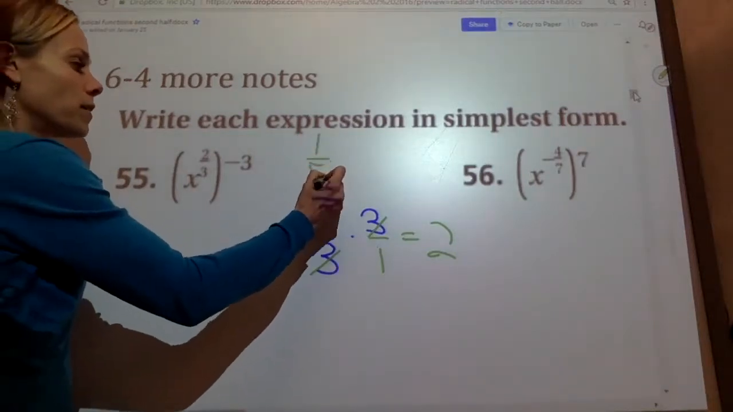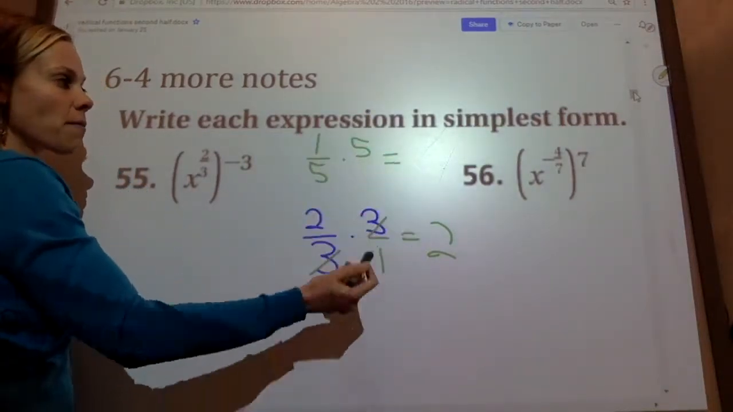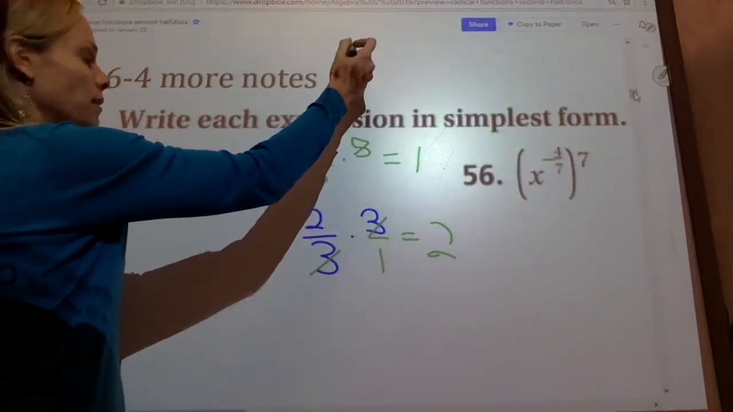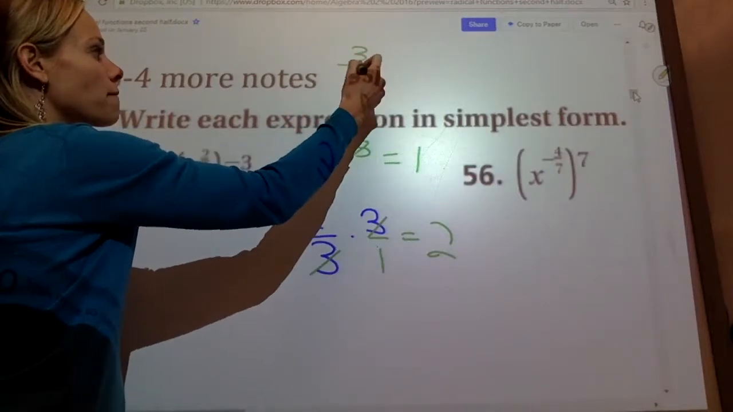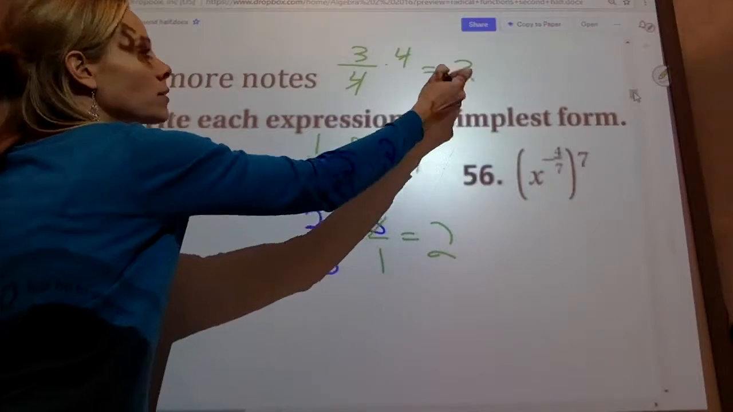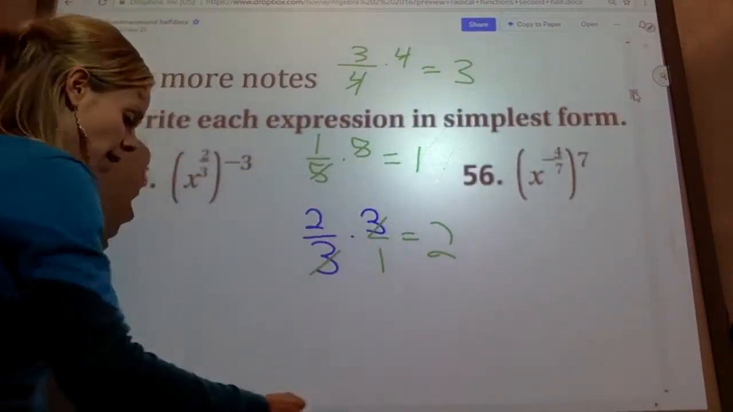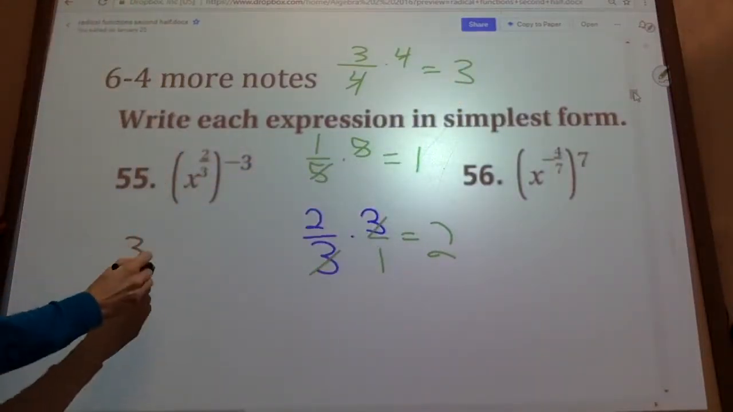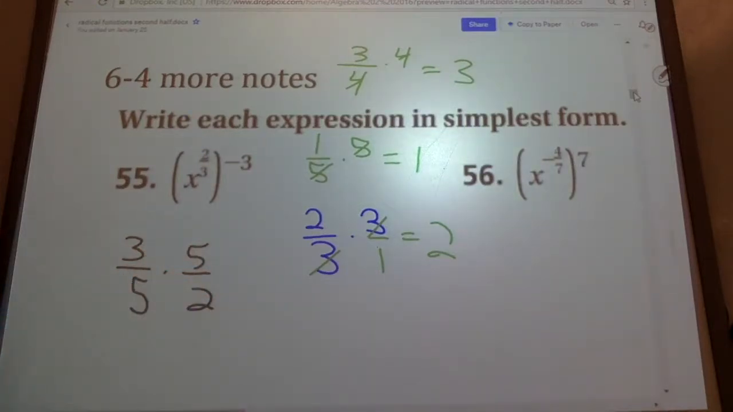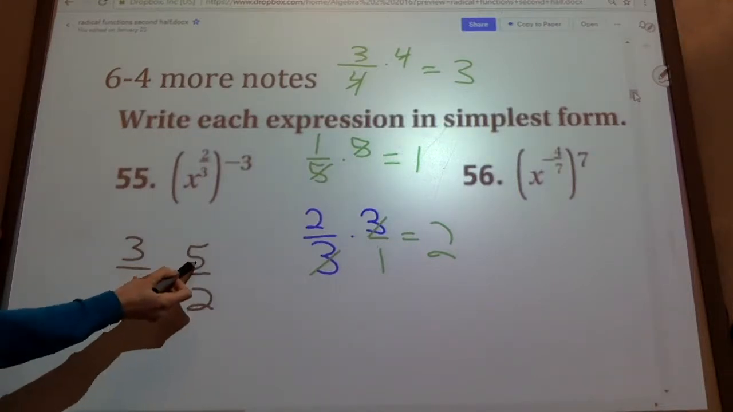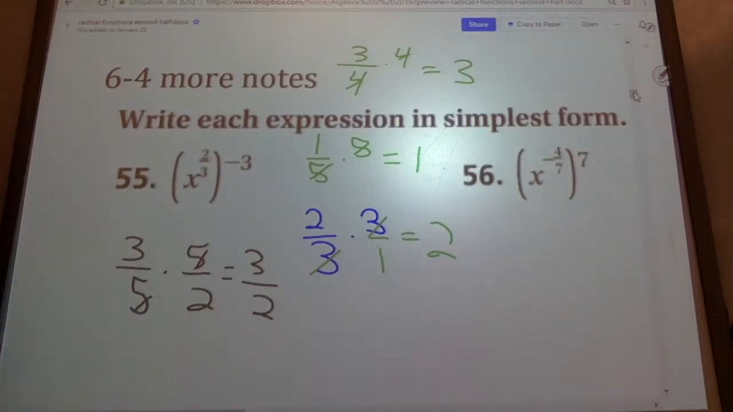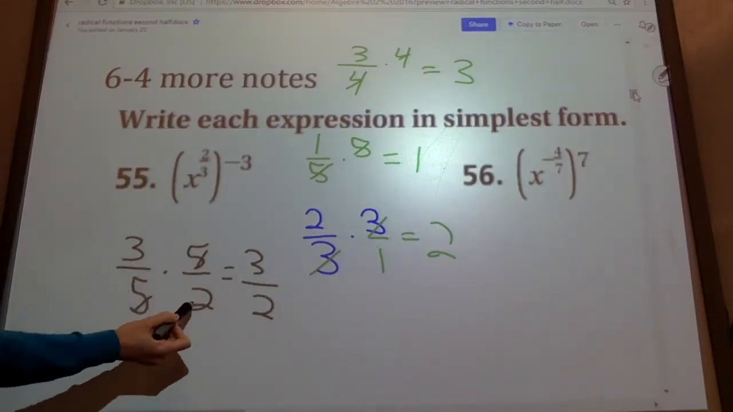So if I had 1/5 times 5, what's that going to be? 1. If I had, let me think, 3/4 times 4, what's that going to be? 3. Very good. Okay. What if I had something like 3/5 times 5/2? Then what do I have? The 5's cancel out, and I would have 3/2. Right? Multiplying tops, multiply bottoms.